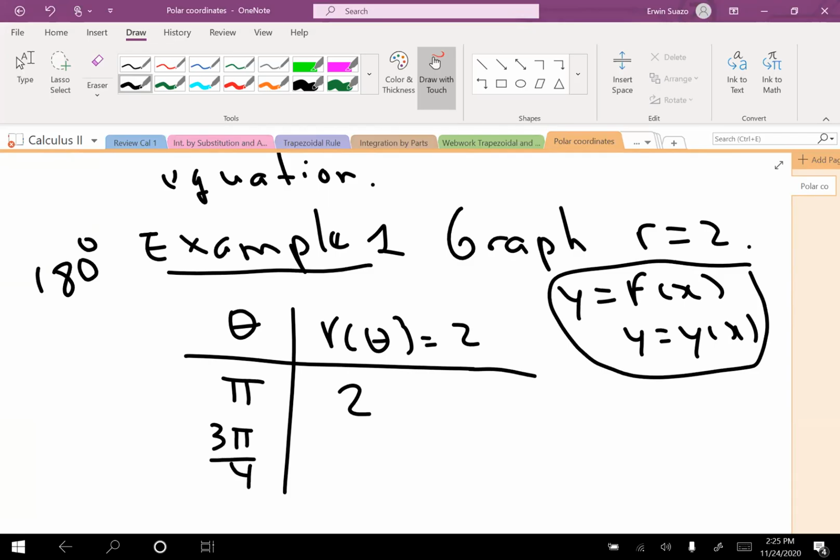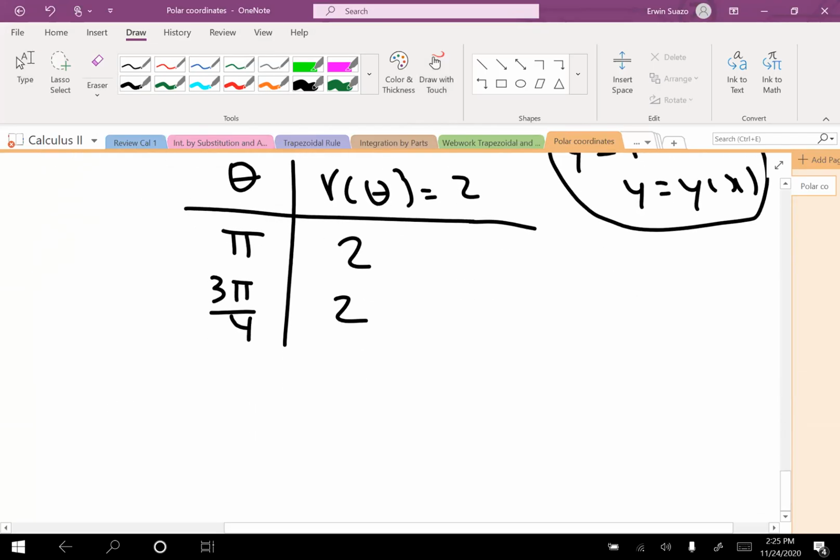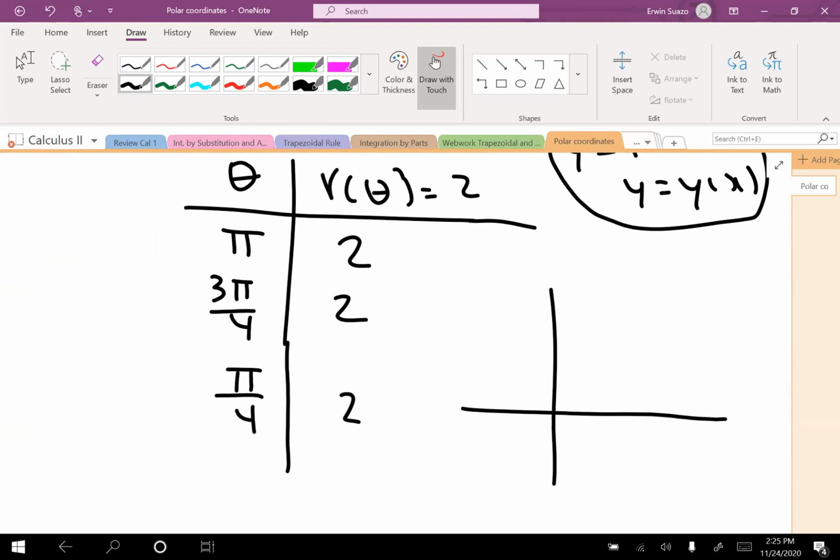So what is the r of that angle? 2. You give me any angle, all of them is 2 because it's a constant. Okay, so let's see how the graph is. You give me pi, so I'm going to do pi, and then I obtain the angle is pi, right? I'm going to obtain 2.